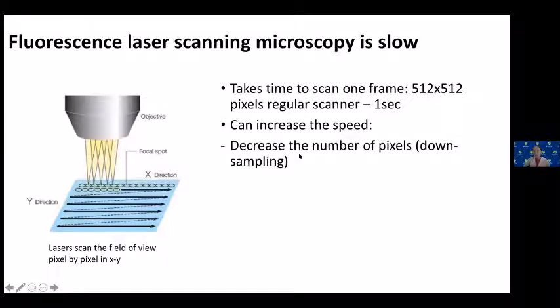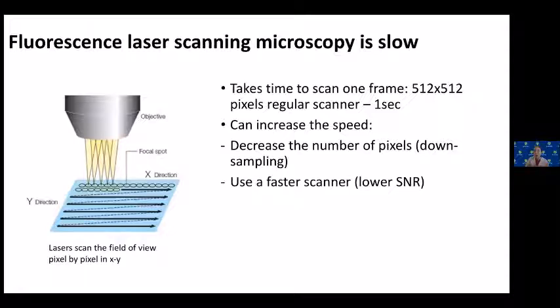And we can definitely increase the speed in different ways on the imaging side. For example, we can decrease the total number of pixels we want to scan. However, there will be downsampling, and we risk lowering the resolution of the image we get. So that's one. The second one is we can find a faster scanner to do this scanning much faster.